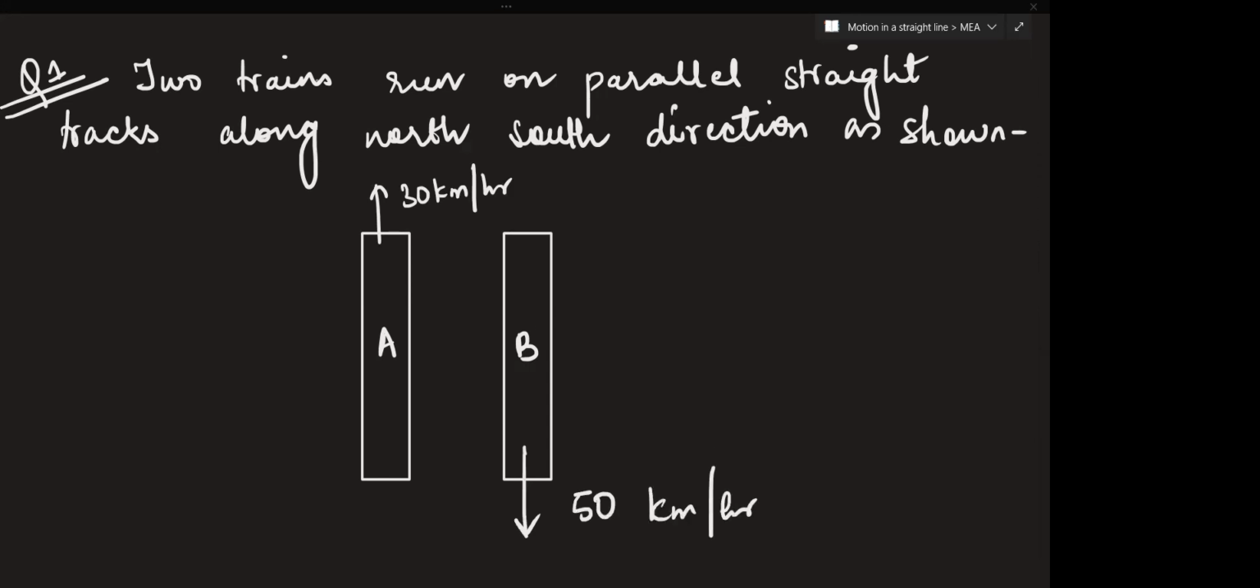So here, how will you take the sign convention? Take upwards either as positive or negative, and downwards will just be corresponding to it.